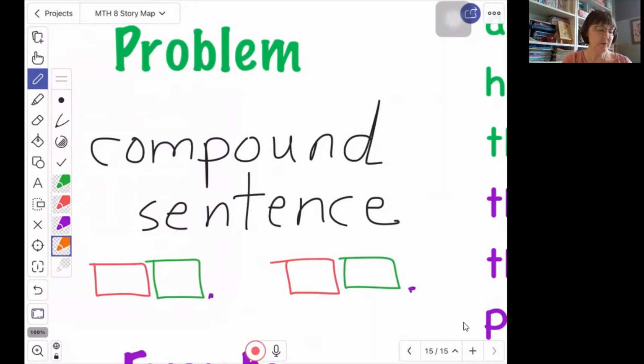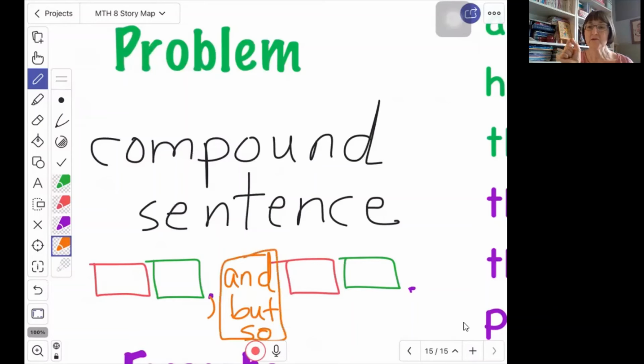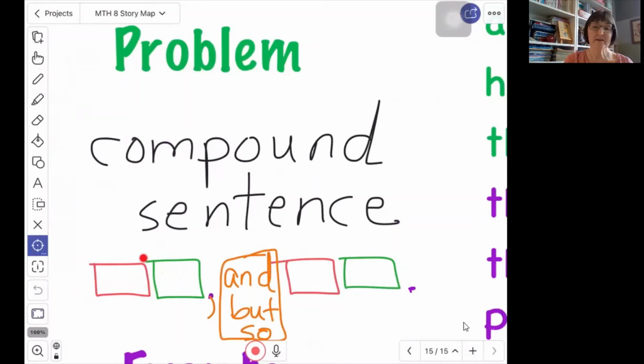And then what we would do is we would turn this first period into a comma. And right here, we would either put and or but or so. And this is going to be the glue that glues those two sentences together. So this is called a compound sentence. This first one could be a sentence all by itself. And this one could also be a sentence all by itself. But we want to stick them together using and or but or so. And so we turn this first period into a comma. We add that glue.